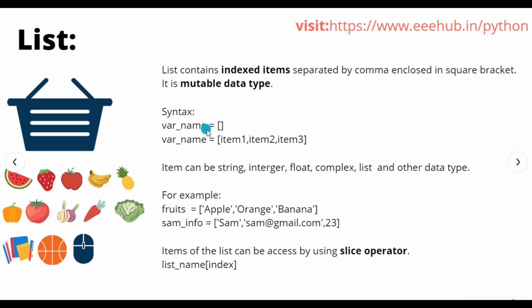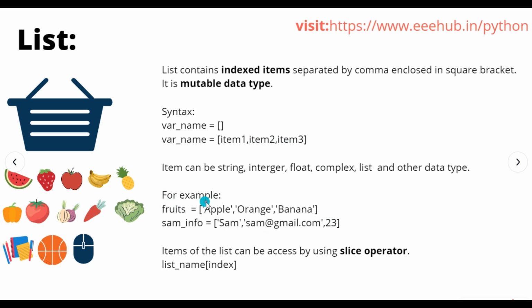So this is the syntax for creating any list. This is the empty list. You just need to write a variable name. After that variable name you have to write the assignment operator, and then you have to write the square bracket. This is the empty list, that's why it is not containing anything. And we are creating one list that contains some items like item 1, item 2, and these items are separated by comma.